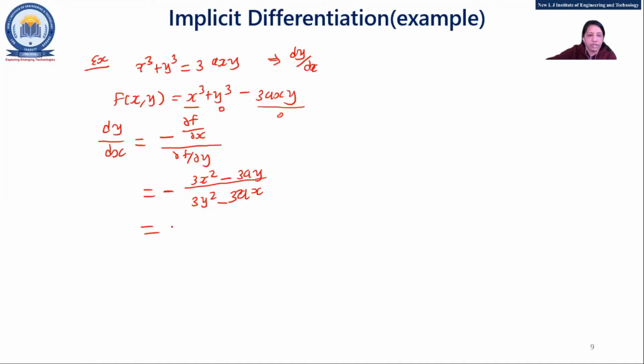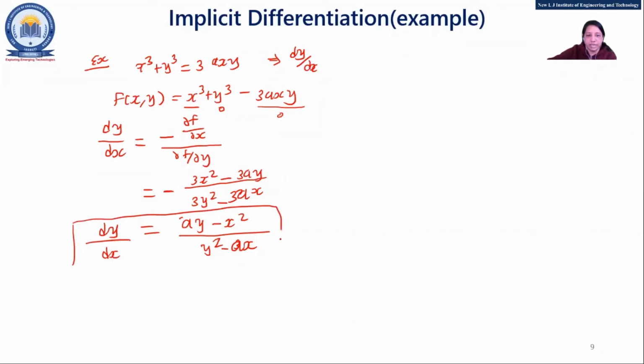Now 3 will be common and cancel out. So I'll write minus, and if we cancel out this minus, we can write ay minus x square upon y square minus ax. So this is my dy by dx. Simple example, right? This is my dy by dx. This function is given, and you have to find it according to the definition. Fine.